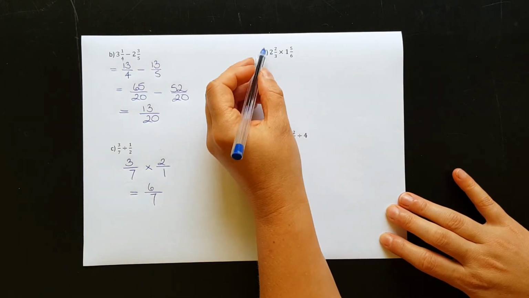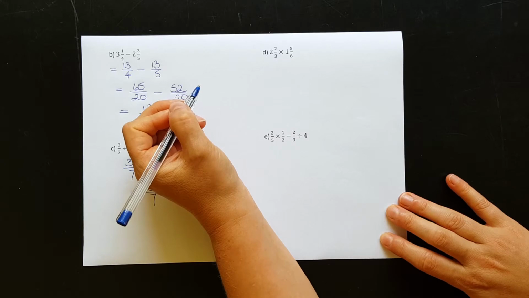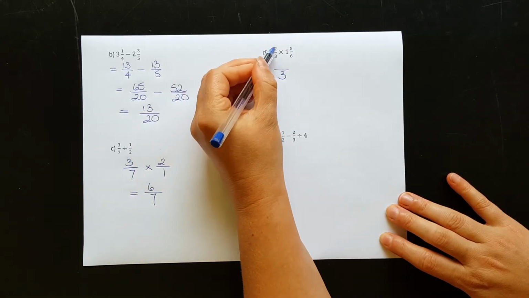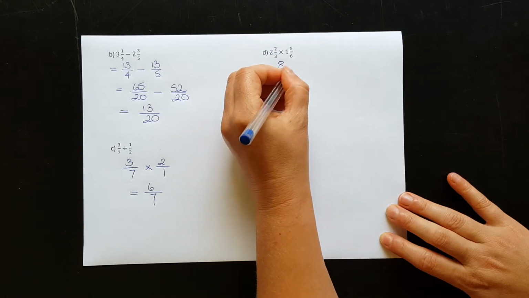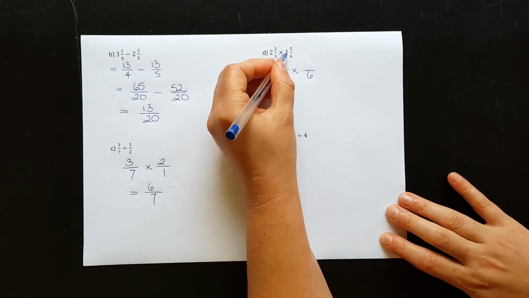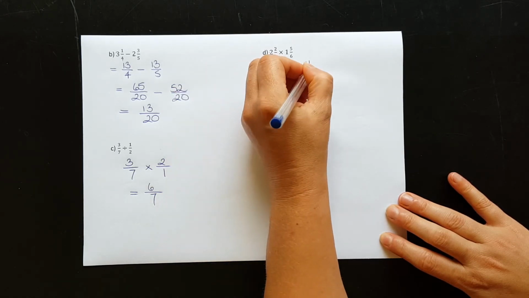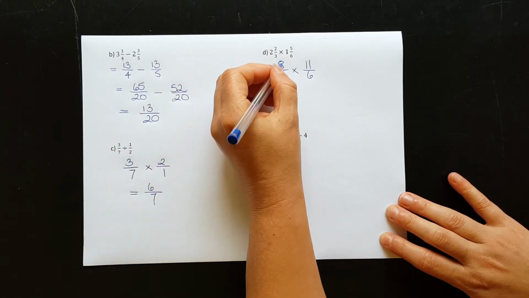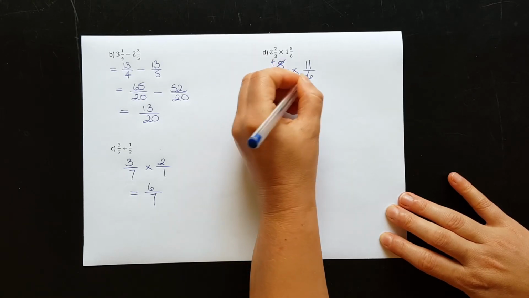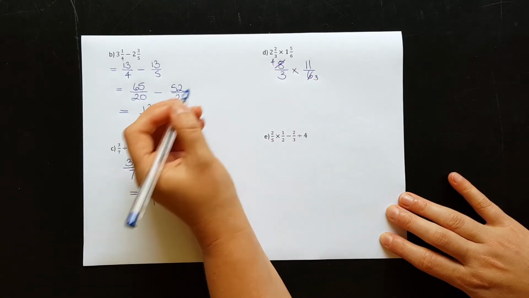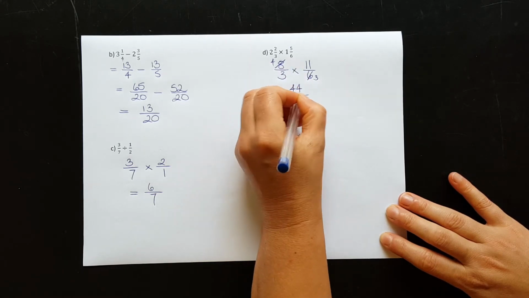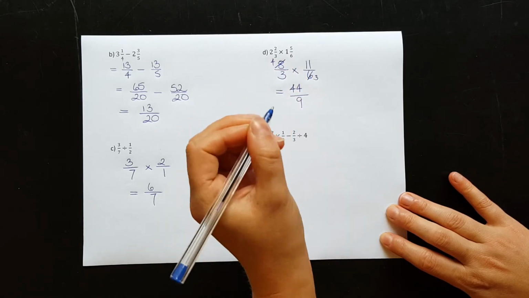For D, we're multiplying, but before we do that, we have to change these into improper fractions. The 3 needs to stay on the bottom. 2 3s are 6, adding those on, so 7/3. Times by 6 stays on the bottom, so 6 times 1 is 6, plus 5 is 11. Now this time we can cancel the 8 and the 6, can both be divided by 2 to get a 4 and a 3. Now multiplying, 4 times 11 is 44, and 3 times 3 is 9.